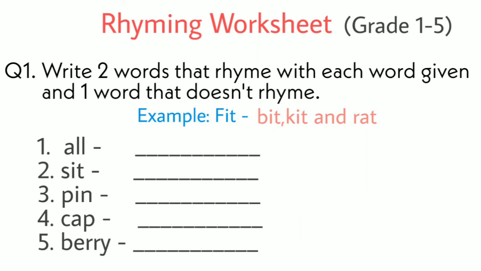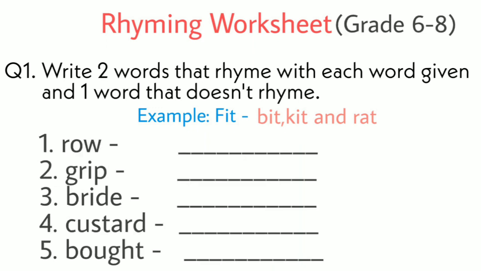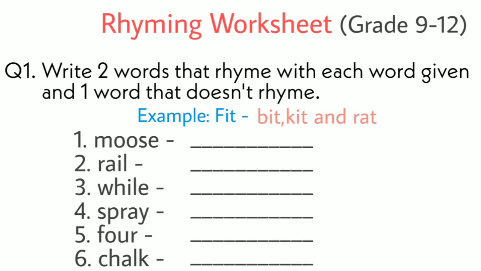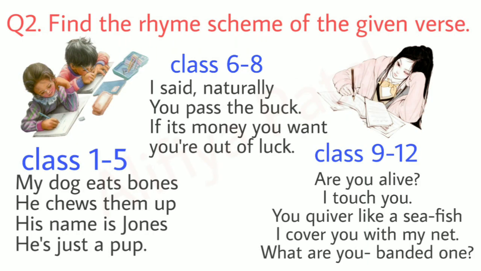What you have to do is, according to grades, I have given rhyming worksheets. In this you have to write 2 rhyming words and 1 non-rhyming word of each word that is given in the worksheet. You can solve it and send me an email, and the email ID will be given in the description box.